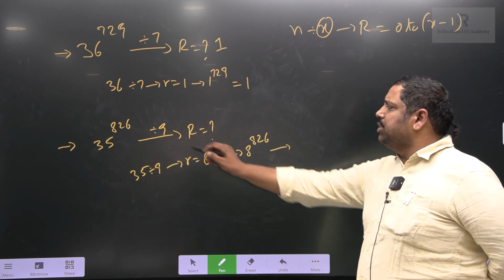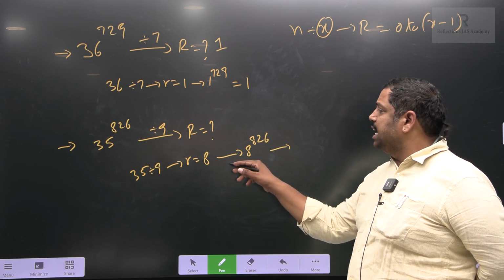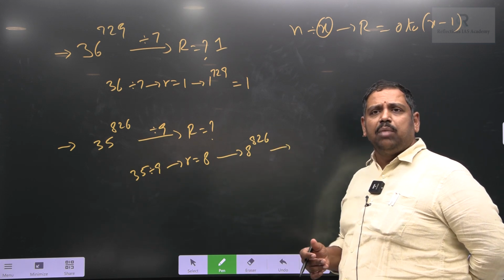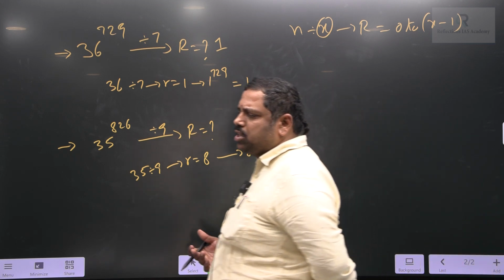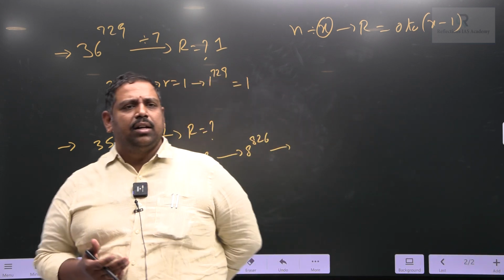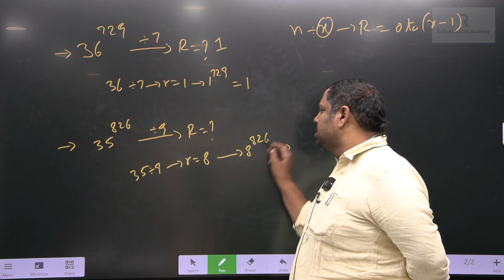That means that if I divide with 9, the remainders are from 0 to 8 only. But the number that you got is 8 power 826. A small number or very large number? Very large number. That much large number you won't get it, right? That is the reason you have to further expand it. Okay, let us see how we solve this one later.